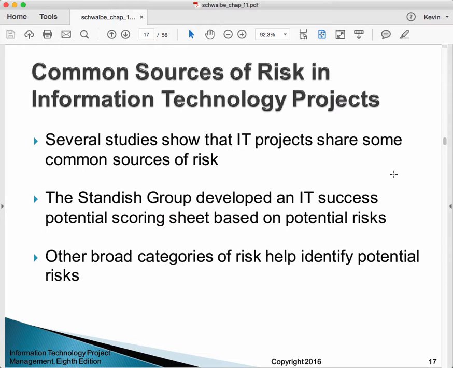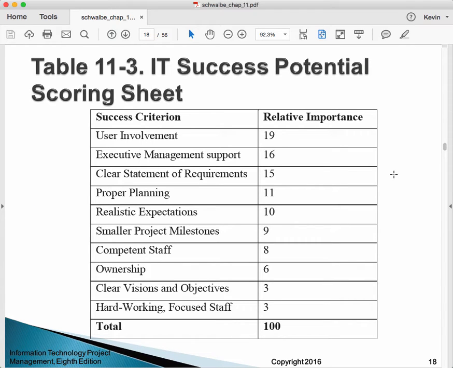Of course, our text has an IT project focus. So what are some of the common sources of risk in IT projects? The Standish Group developed an IT success potential scoring sheet based on the potential risks. Other broad categories of risk help identify potential risks. So here's the scoring sheet.